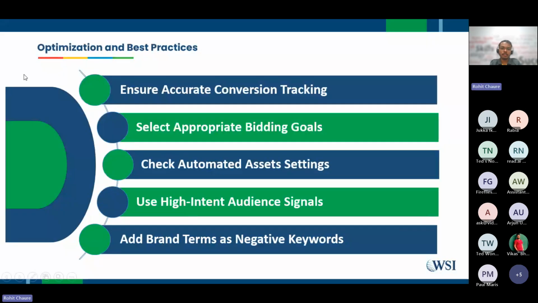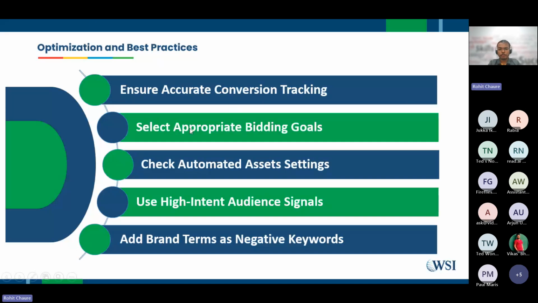Optimization and best practices: ensure accurate conversion tracking. As we were doing the setup, conversion tracking plays a crucial role, because whenever there's a conversion, we cannot rely on a conversion setup which is just incomplete. So we have to set up that conversion tracking accurately.